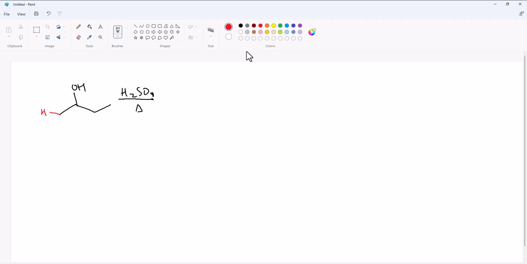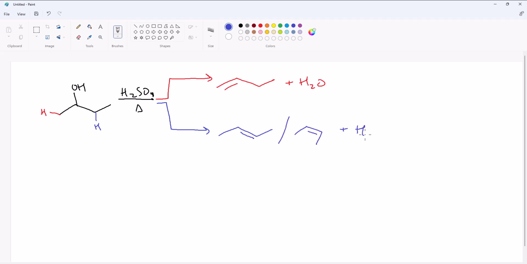We can lose this hydrogen in red. We can also lose this hydrogen in blue. So let's look at both of those products. Let's look at the red. If we lose the terminal hydrogen, we would end up with this alkene here, plus water. So we'd form the terminal alkene. If we lose the internal hydrogen, we would end up with the internal alkene. And this could be cis or trans, plus water.